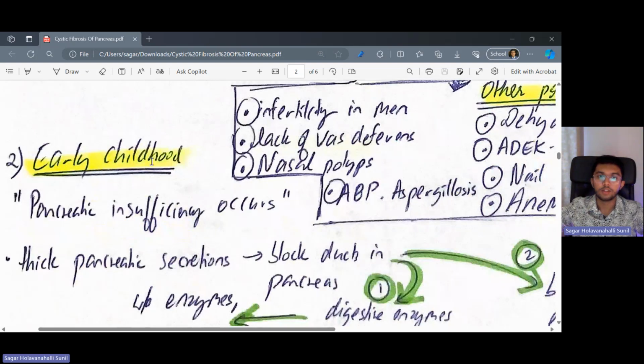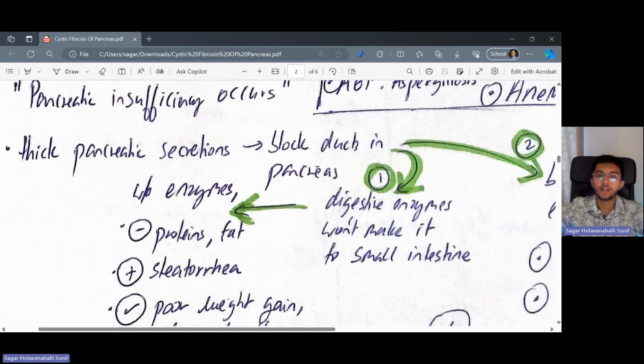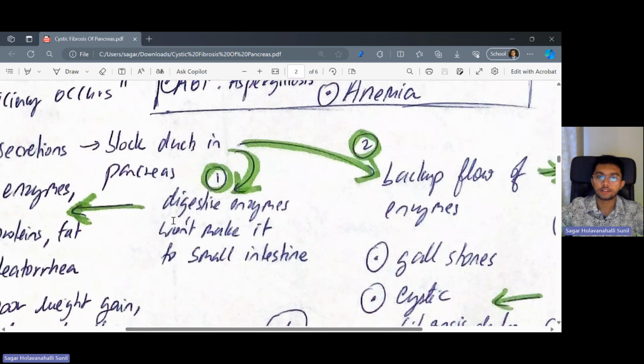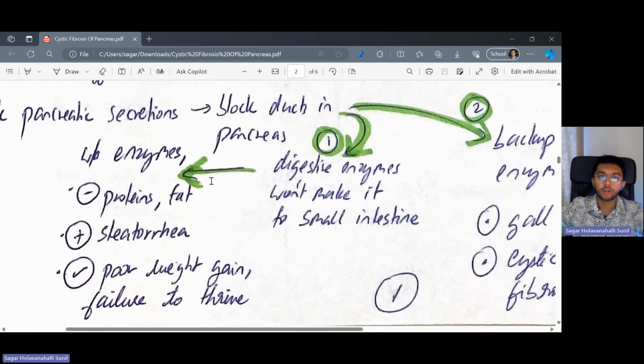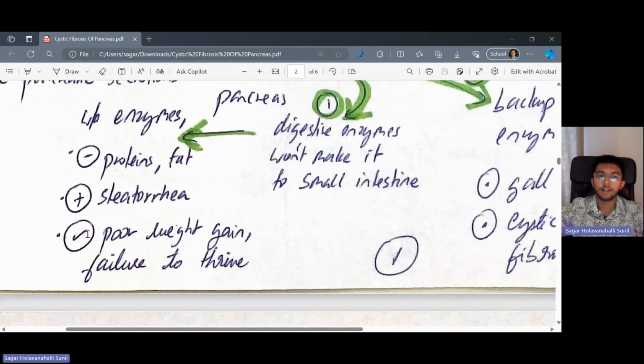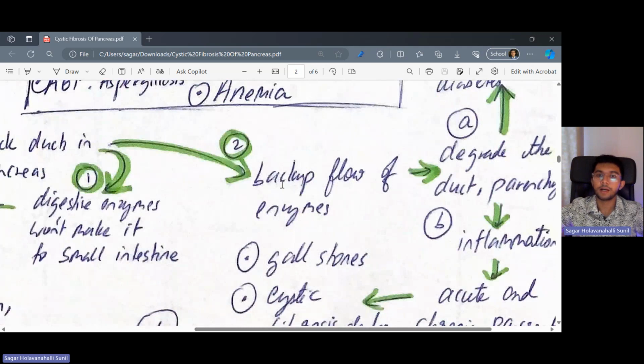When you go to early childhood, this is where the pancreatic insufficiency usually occurs. The pancreatic secretions are now thick. They will block the duct in the pancreas, and this results in two main problems. One is that the digestive enzymes won't be able to make it all the way to the small intestine because the ducts are blocked. Therefore, proteins and fats are not absorbed or digested properly. This results in steatorrhea, poor weight gain, and failure to thrive because of lack of absorption of nutrients. The second problem is that there'll be backup flow of the enzymes.